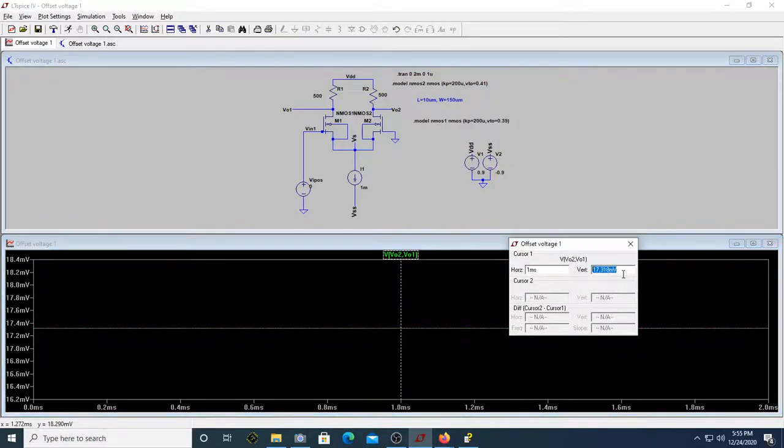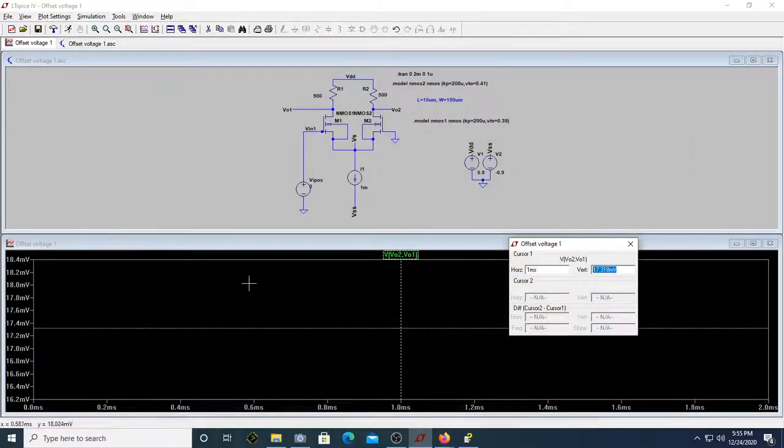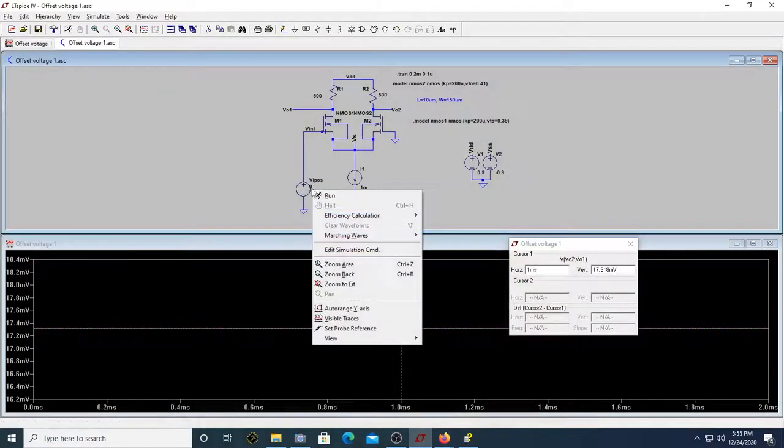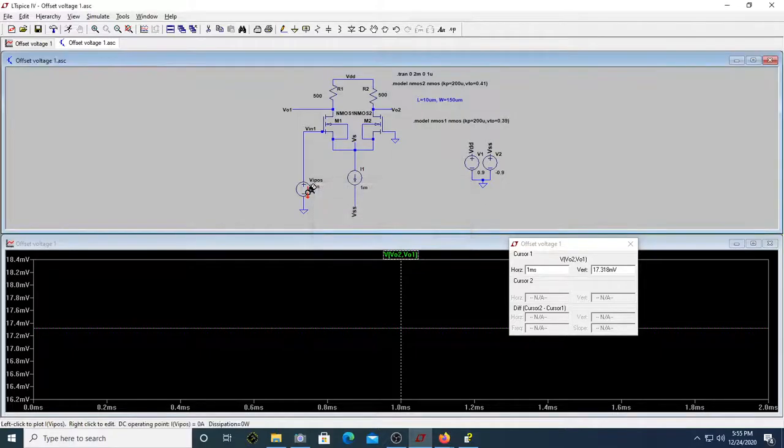If you want to make this output offset voltage 0, I need to apply the input offset voltage in the opposite direction, of magnitude delta Vto. So delta Vto is how much? So as per our calculation, delta Vto is 20 millivolt. So I need to apply 20 millivolt here. If I apply 20 millivolt, the offset voltage, which is now 17 point some millivolts, will become 0. Let me apply this 20 millivolt.